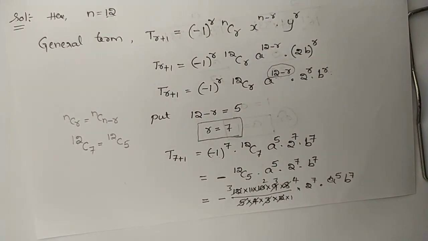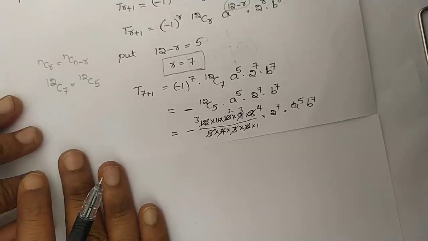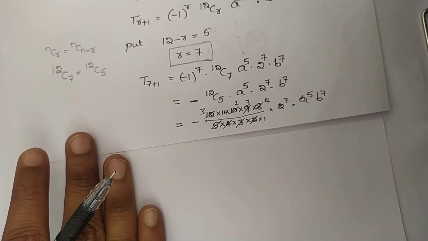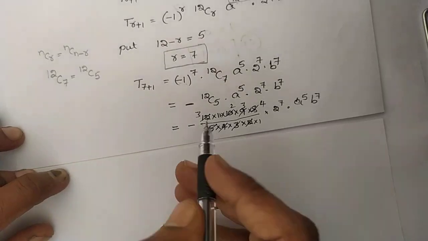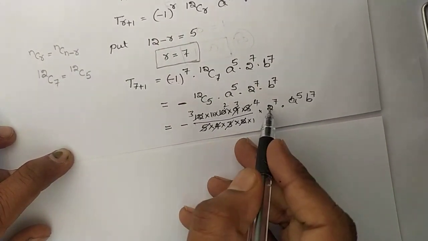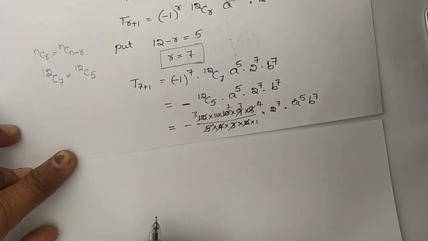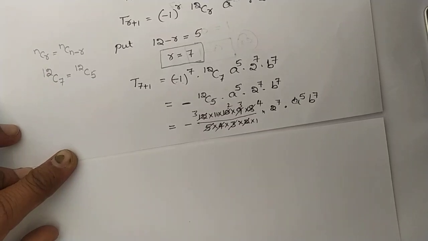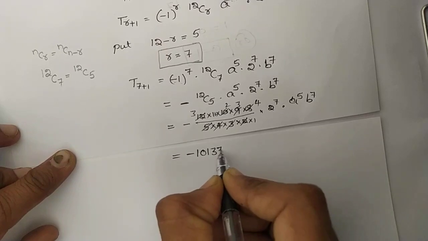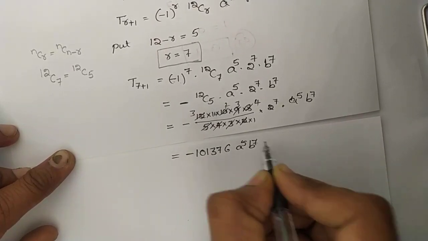Now by using the calculator, you can calculate these values. Kindly use the calculator to find the value of 3 into 11. So 3 into 11 is 33. 33 into 2 into 3 into 2 power 7 into 4. How much will the value be? What is the value? Minus 101376 a power 5 b power 7.